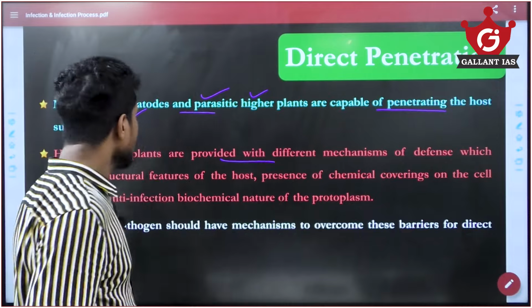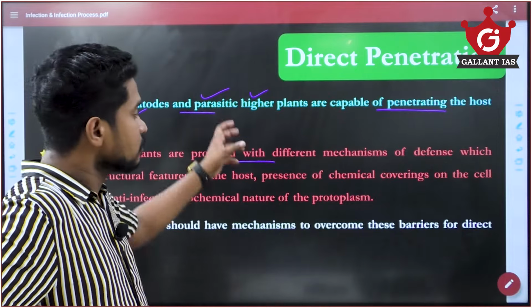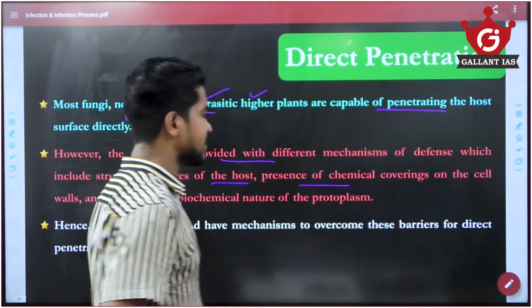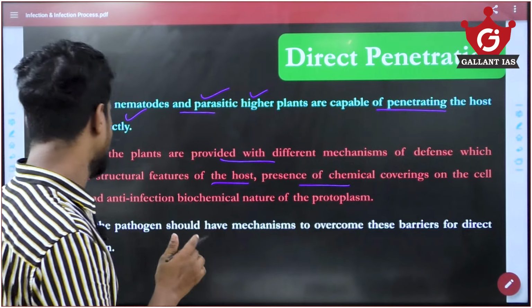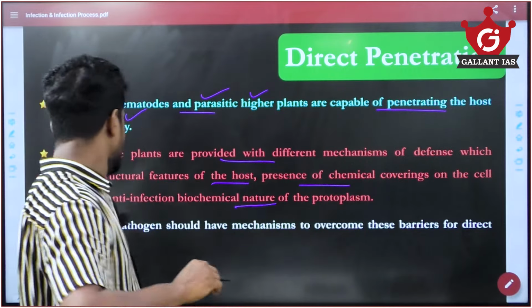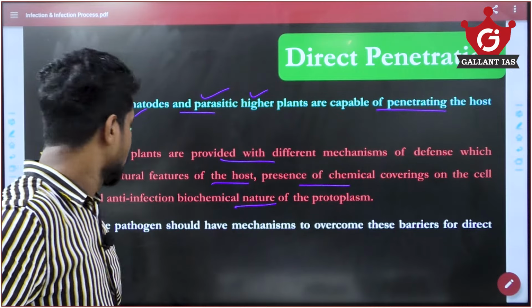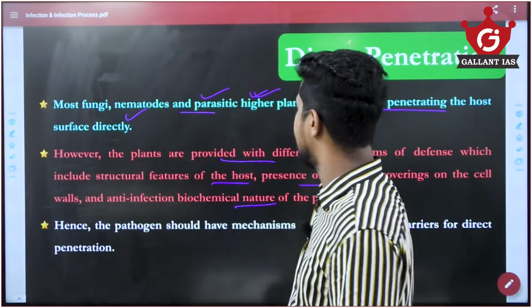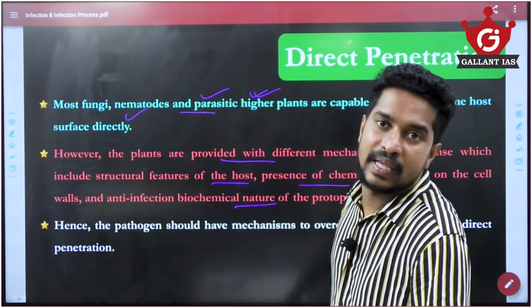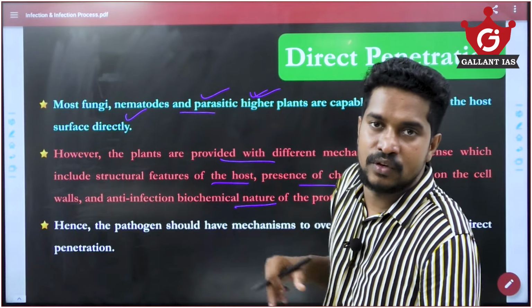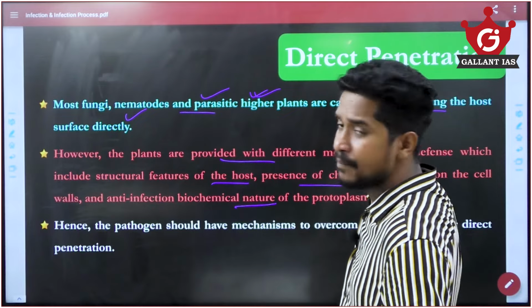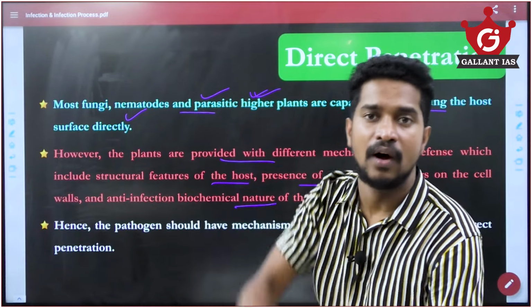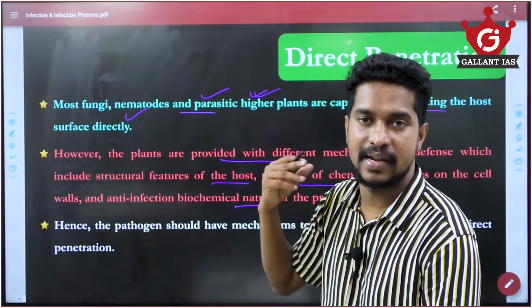However, the plants are provided with different mechanisms of defense, which include structural features of the host, presence of chemical coverings on the cell walls, and anti-infection biochemical nature of the protoplasm. So many nematodes, fungi and parasitic higher plants do not require external agents for penetrating into the host cells or tissues. They penetrate directly into the host surface.